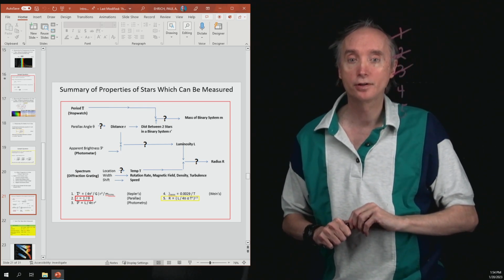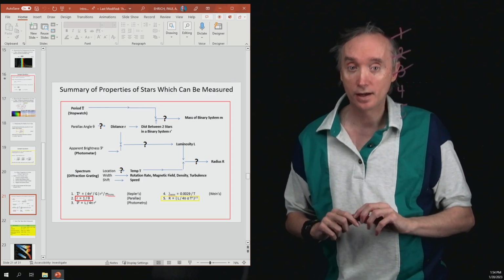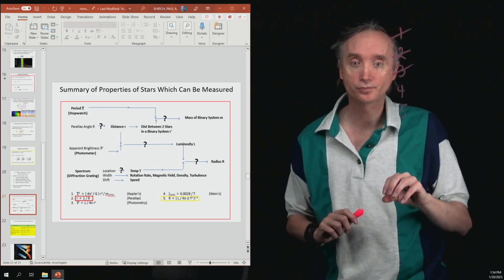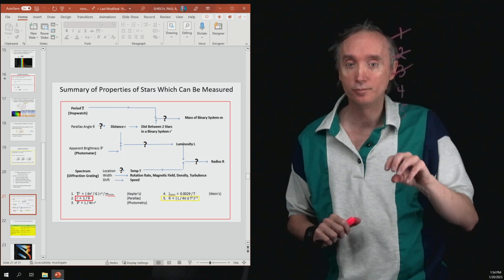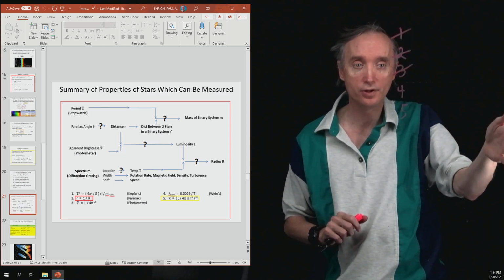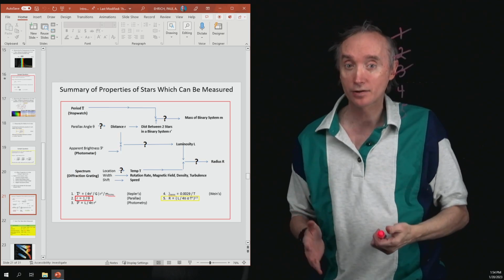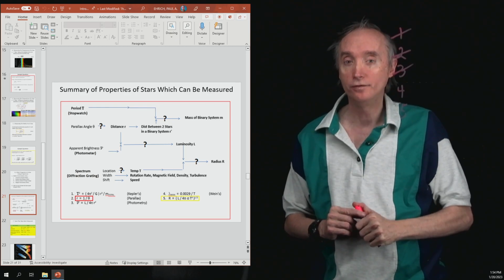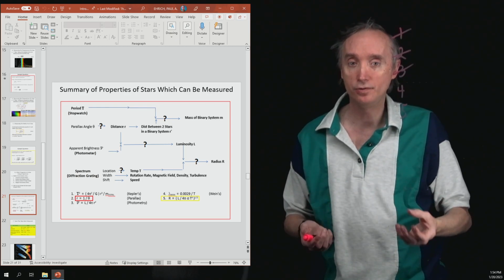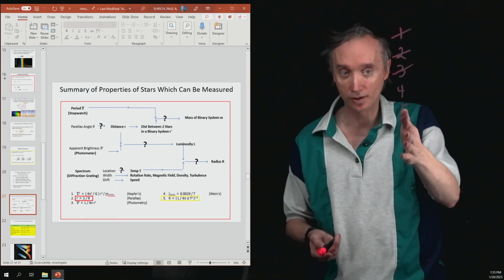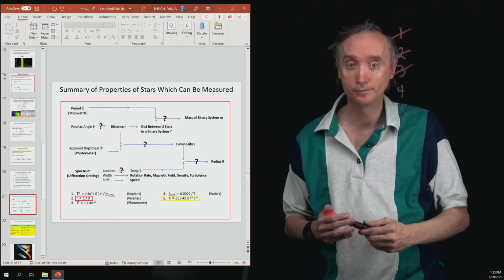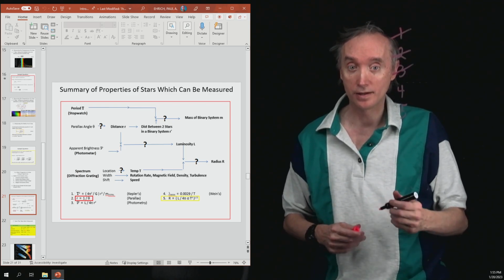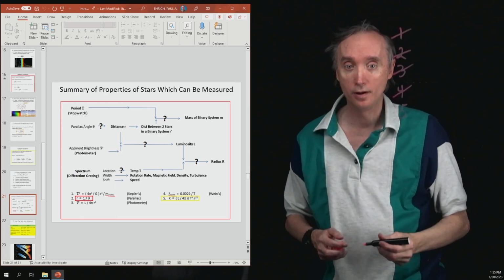Now we're going to go down to the next one, which is where we put a diffraction grating on there, and then by looking at where the lines are located on the spectrum, we're going to figure out the temperature. What formula will tell you the temperature if you know the colors, the lines, in a spectrum? That turns out to be Wien's law, equation number 4.